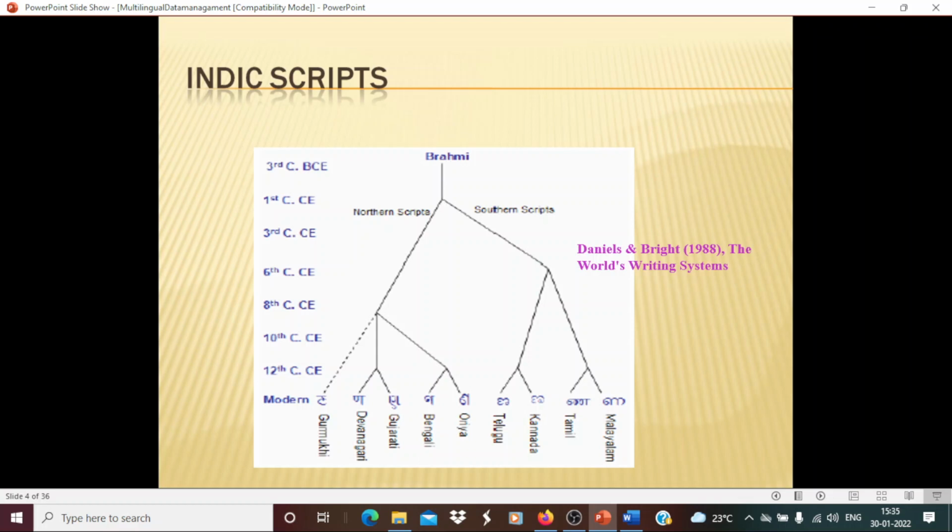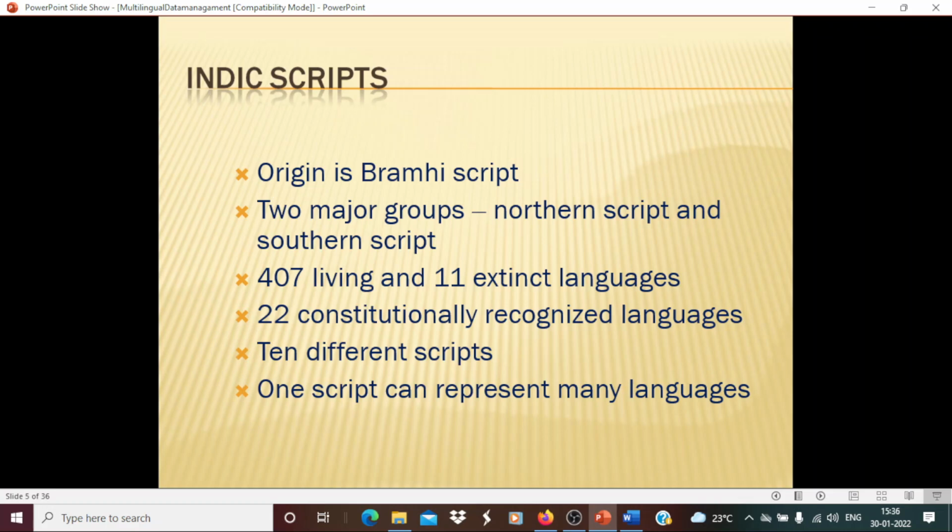So in the 3rd century BC, it originated as a script in this Indian subcontinent, and again it took a sharp turn in the 1st century CE, after Christ, into the northern script and southern script. Northern script is the modern script: Gurumukhi, Devanagari, Gujarati, Bengali, Oriya. These all originated from Brahmi but passed through a revision in the northern script. Similarly, in the Dravidian language group, the southern script, Telugu, Tamil, Kannada, Malayalam, all scripts originated from Brahmi, including Urdu and Sinhala in this entire Indian subcontinent. So, the origin is Brahmi script.